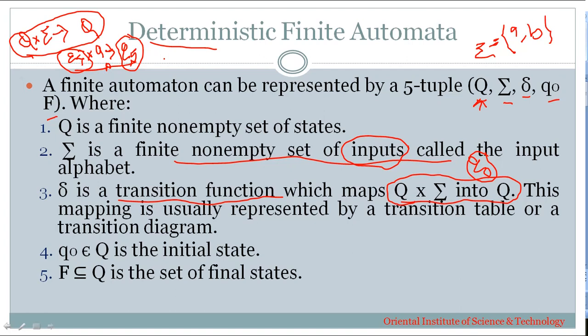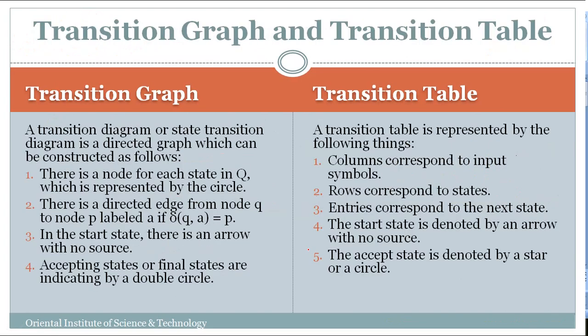Or if you do not reach some final state, that means the string is not accepted by the finite automata. Okay, now how can we represent this finite automata on paper or on a computer? We have two techniques. One is called the transition graph, or transition diagram, and the other is the transition table.